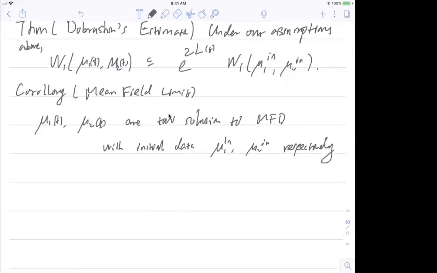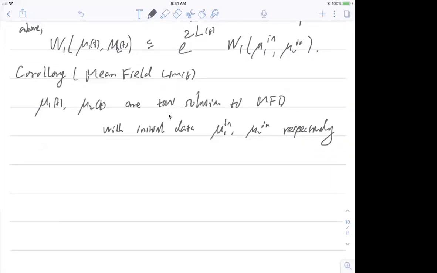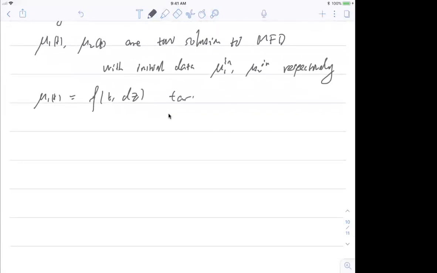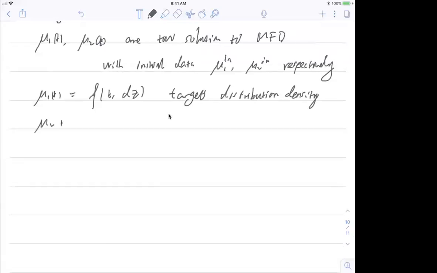So if we choose mu1t as our target measure, which we want to approximate by particles, this is our target distribution. You can assume it's a density function, or it can be not. And for mu2t, let's assume mu2t is the empirical measure, which is just this.